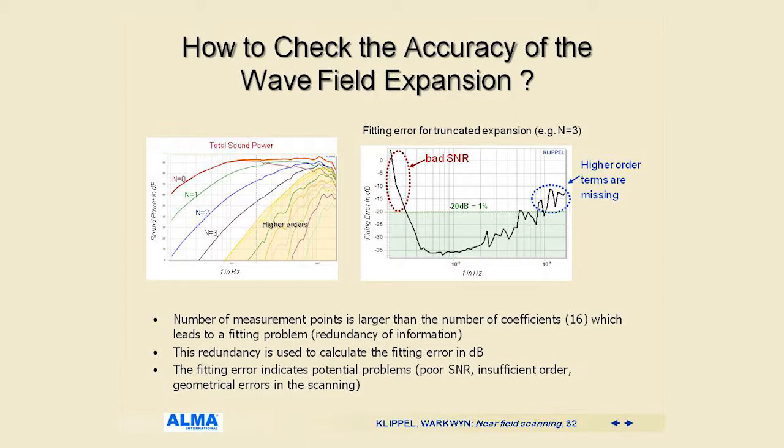However, at 1 kilohertz, an order of 3 is not sufficient to completely represent the sound power, and the fitting error increases accordingly. The fitting error indicates potential problems: poor signal-to-noise ratio, insufficient order, geometrical errors in the scanning. We have bad signal-to-noise ratio below here. The speaker's not producing anything here. And at higher frequency, we need more order, higher than order 3 here.